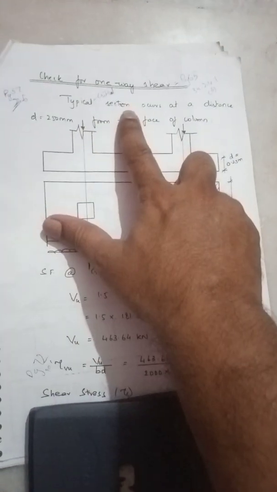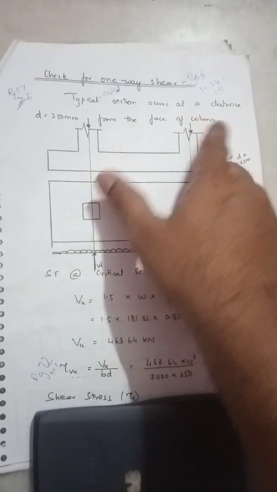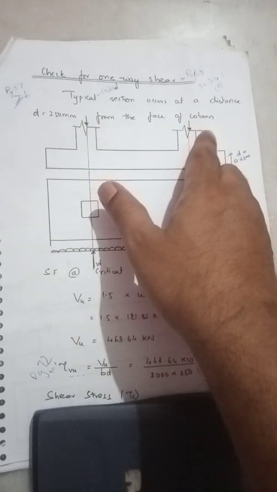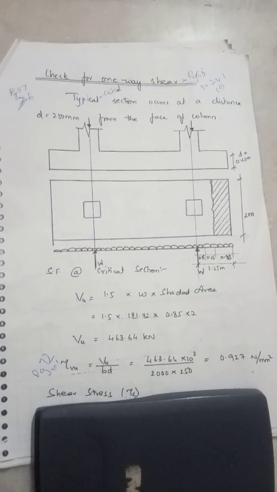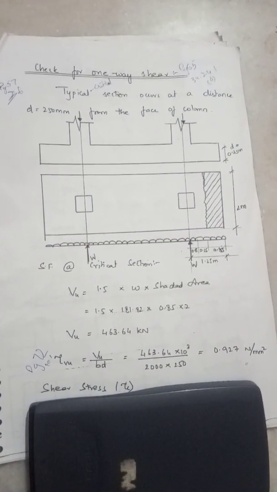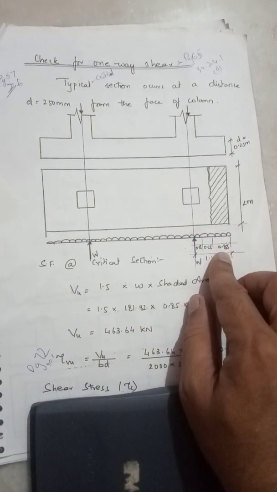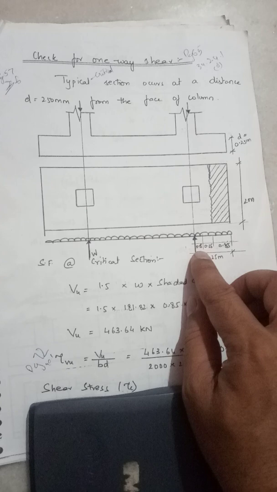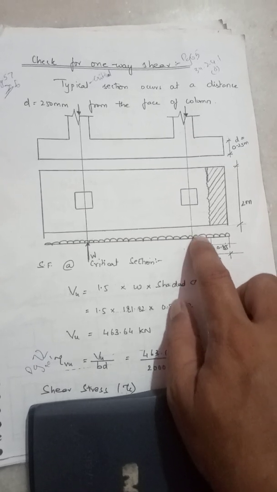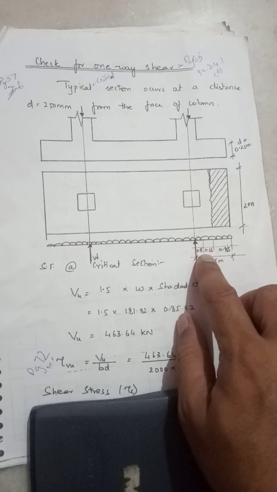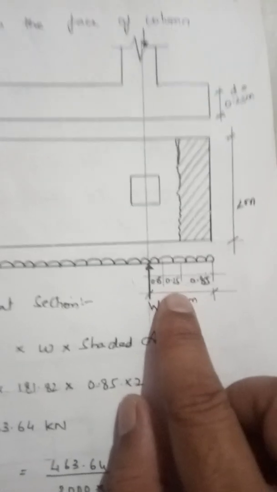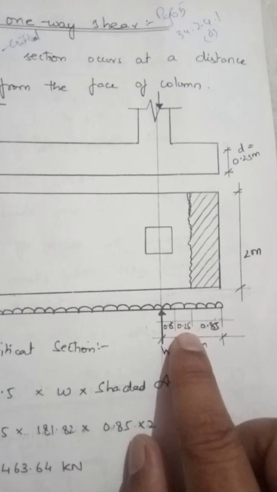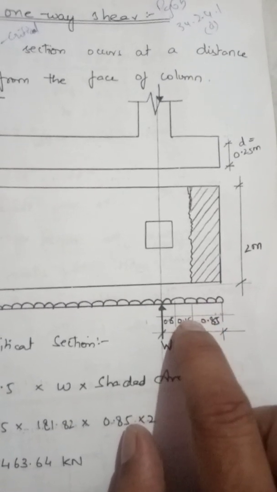You can see here the code says that the critical section occurs at a distance of D, equal to 250 mm from the face of the column. The critical section, after the shaded area, is 250 mm from the face of the column. You can see here 0.25 meter, so 250 mm has been changed to meter. So the critical section occurs after that.